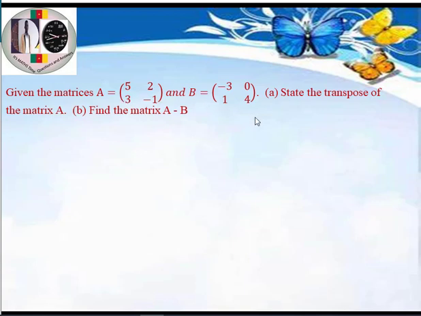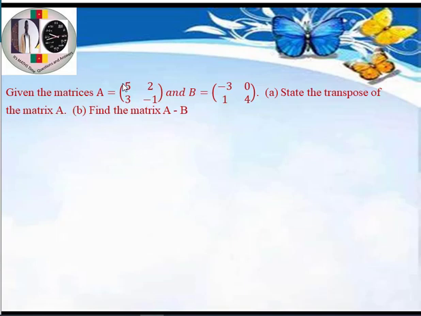So these are 2 by 2 matrices. To find the transpose of a 2 by 2 matrix, we simply exchange the rows and the columns. So we need to know what the rows and the columns of a matrix are. The rows of the matrix run from left to right, and the columns of a matrix run from top to bottom. So 2 and 5 is the first row of that matrix A, and the second row is 3 minus 1. While 5 3 is the first column and 2 minus 1 is the second column.